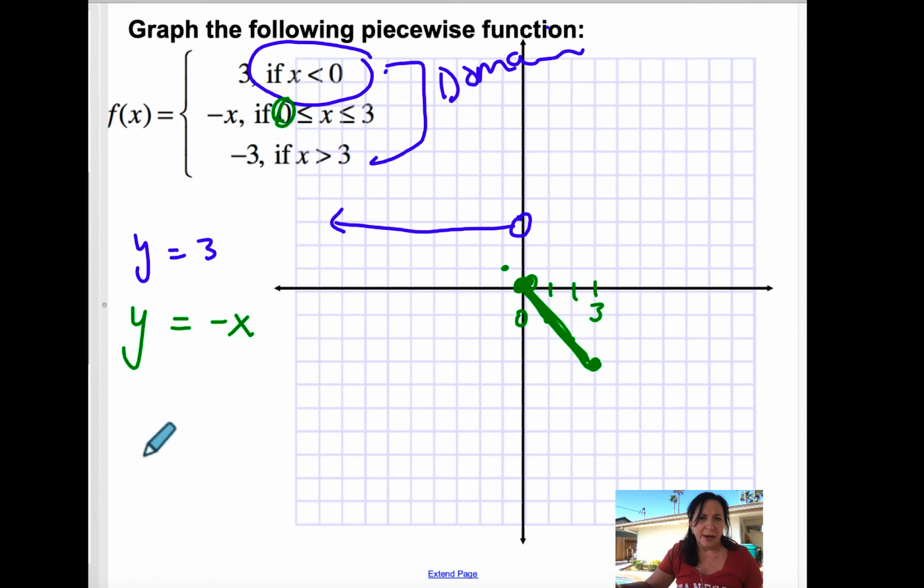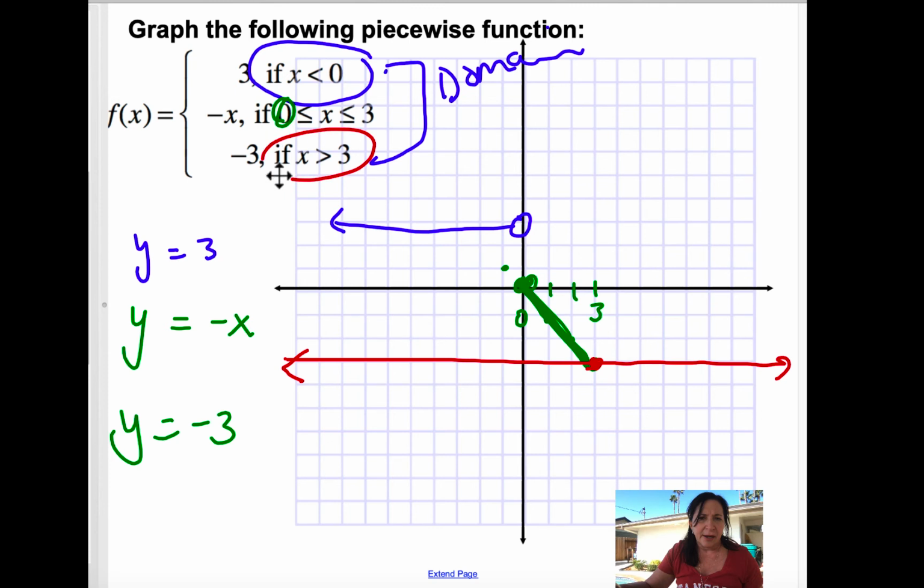Now the last one is saying y is equal to -3. So again, this is a line that goes through -3 like this. Now keep in mind, this has to be a function. If it's a piecewise function, yes, it has to pass the straight line test. We already have a value here, right there. So therefore, it would make sense that it says x has to be greater than 3. Meaning this line right here wouldn't have a value at 3.